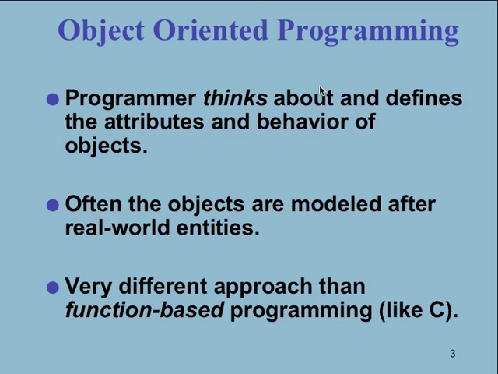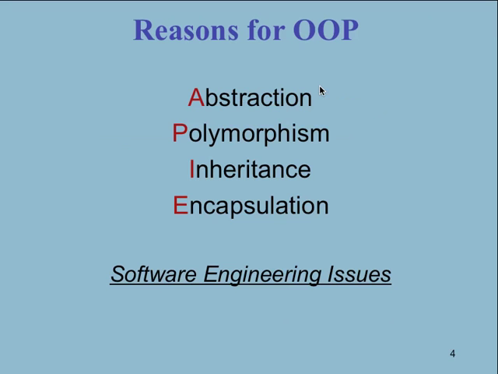So, in terms of object-oriented programming, the programmer thinks in terms of defining attributes and behaviors in objects, and then models the real-world entities. So we have different approaches than regular C. And this should look familiar. Reasons for object orientation: abstraction, polymorphism, inheritance, and encapsulation.